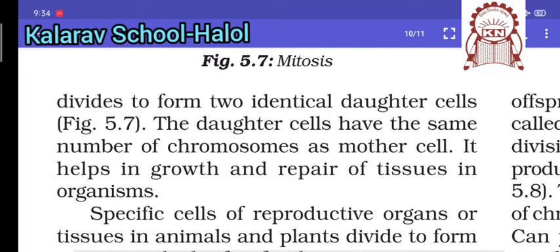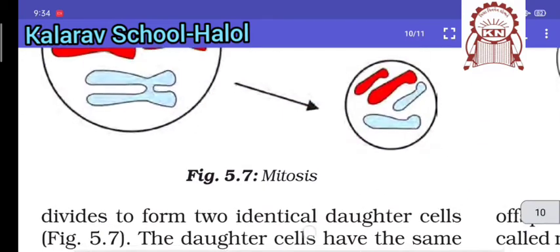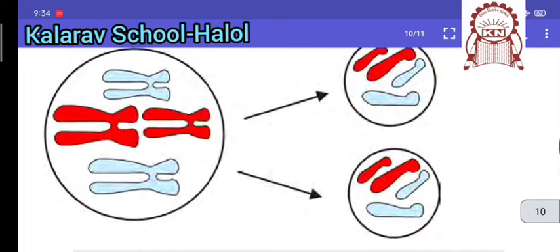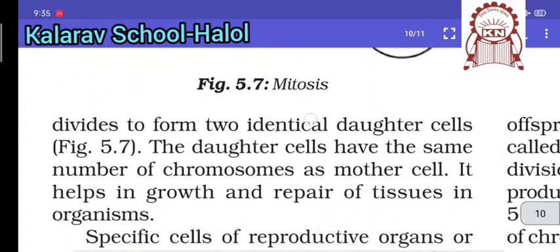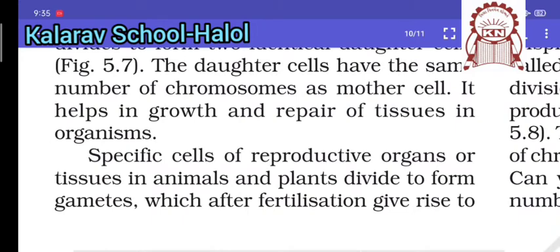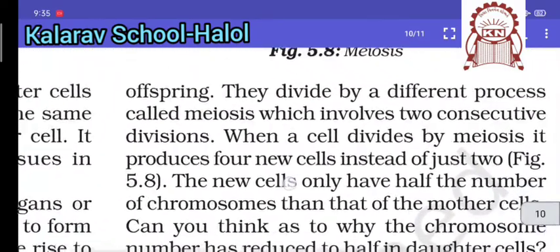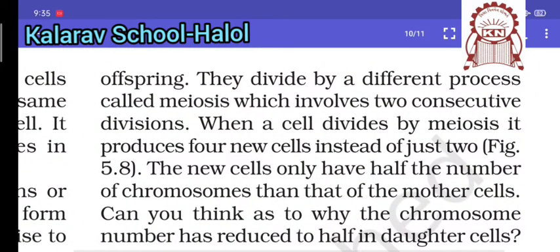So in mitosis, cell division occurs for growth. Here you can see the mitosis: the mother cell is converted into daughter cells. The specific cells of reproductive organs or tissues in animals and plants divide to form gametes. These are special cells or sex cells which help in fertilization and give rise to offspring. They divide by a different process called meiosis.